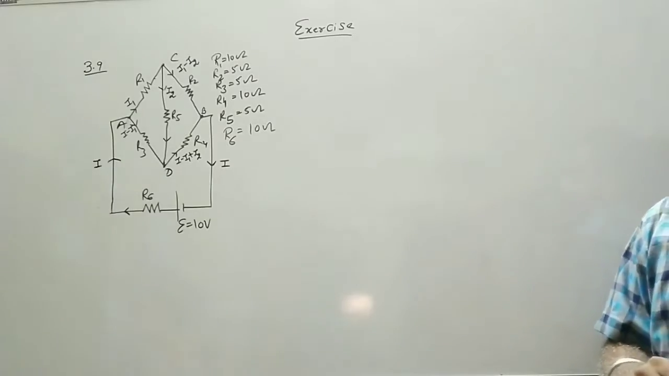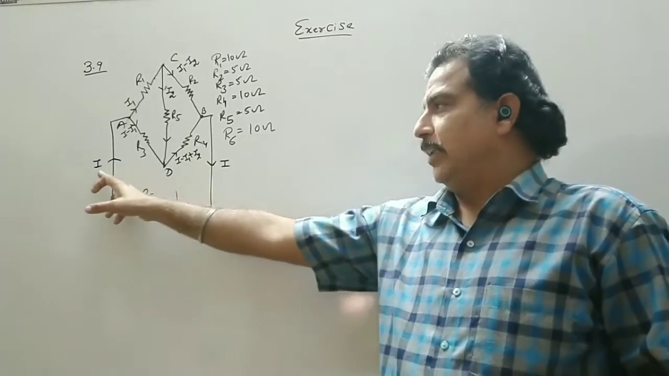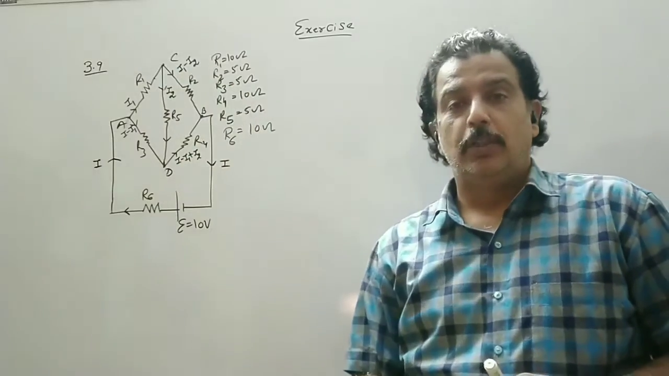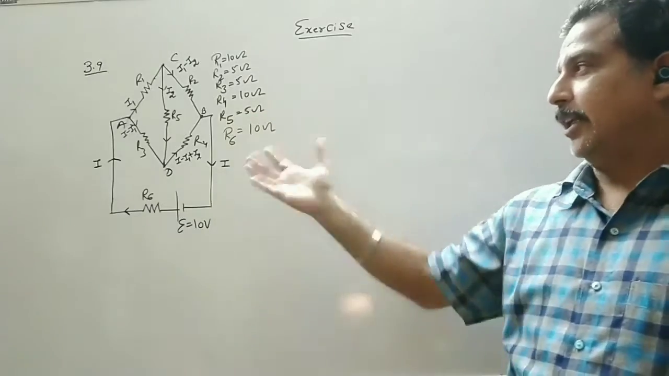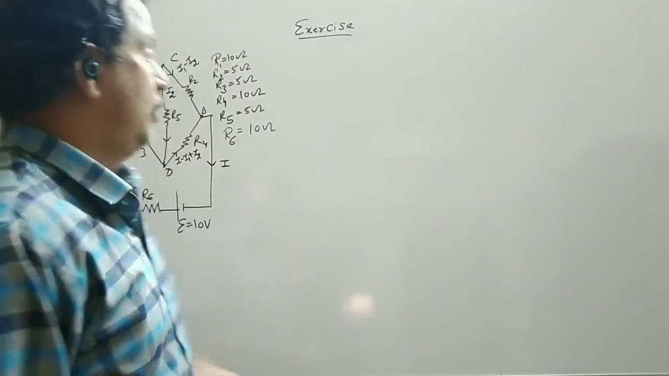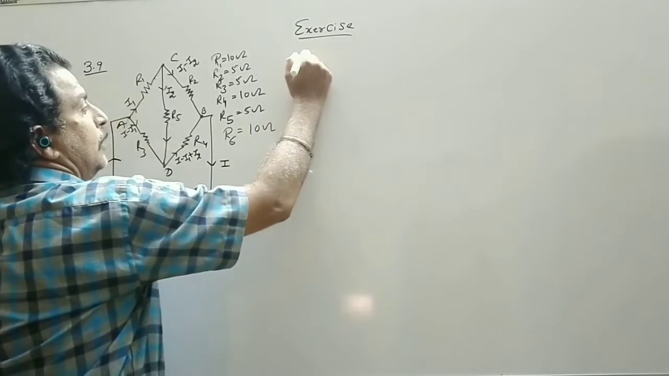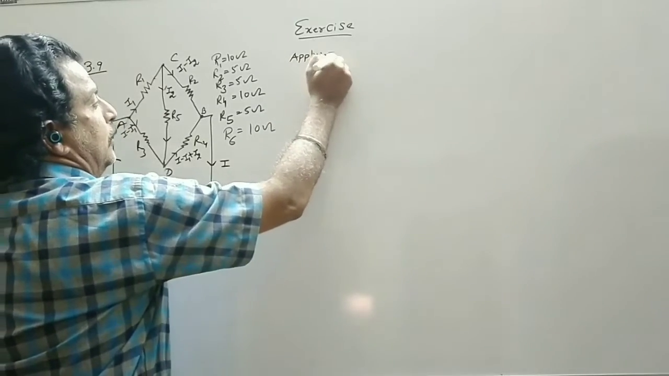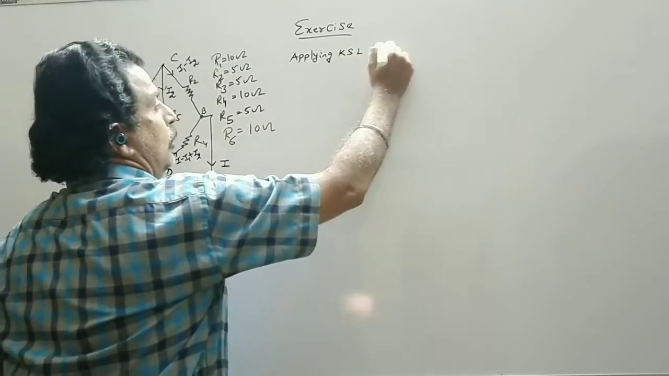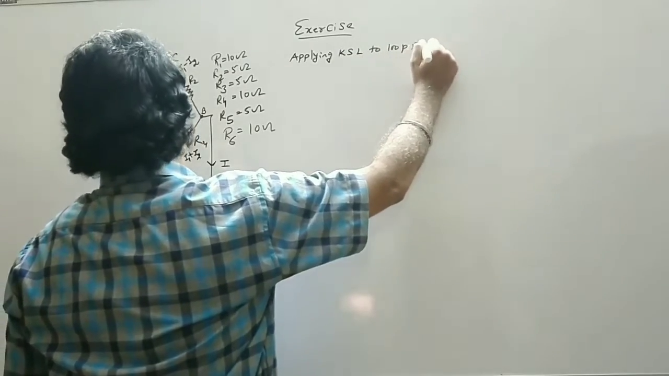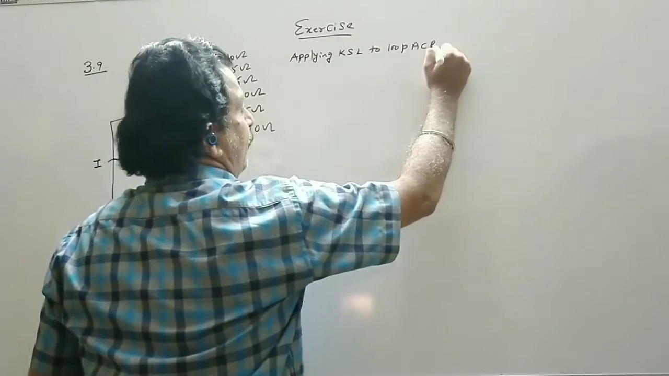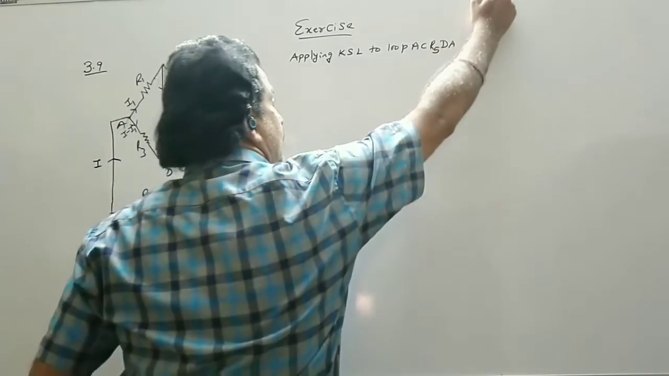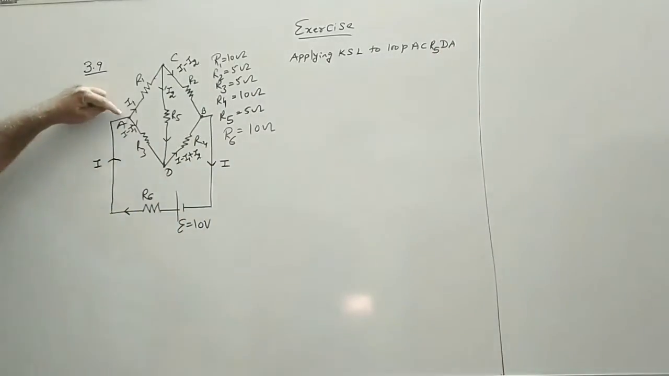Now if you see the variables, there are three variables, I, I1 and I2. So we need three loops to find out the current flowing in each branch. So applying Kirchhoff's second law to loop A, C, R5, D, A, that is one branch from A to C, C to D, and then D to A.